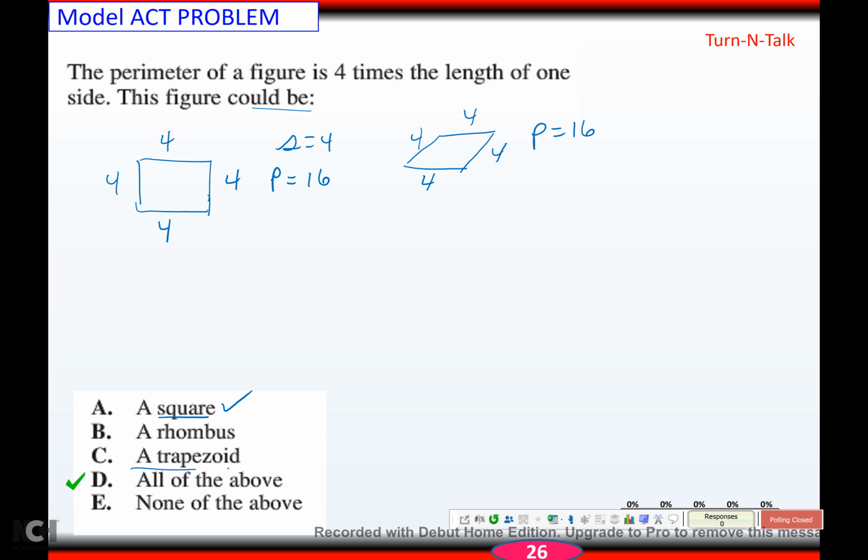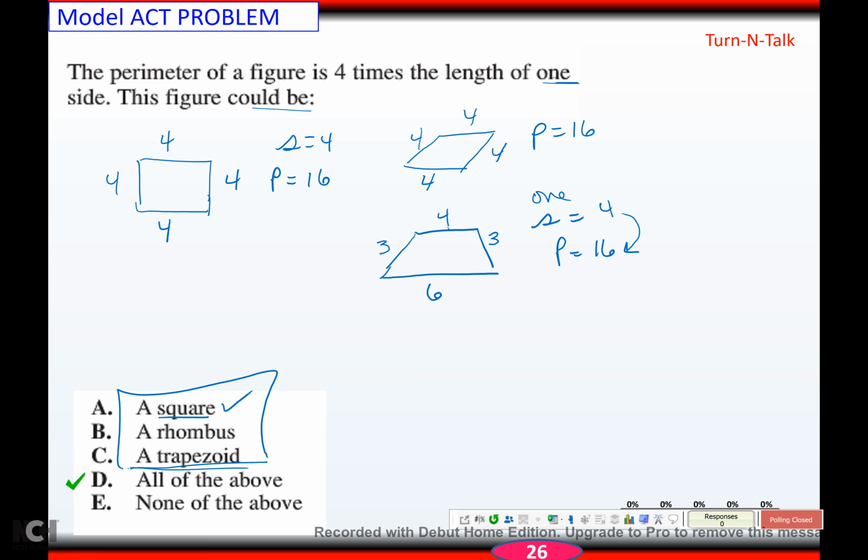And I kind of struggled with how they got all the above until I thought about this trapezoid. Alright, if I made this side 4, there's the length of one side. It didn't say that sides were equal, it just said one side is 4. Well, I was trying to figure out, could I come up with a perimeter of 16 if I made this side 4, which I could. If I made this 3, and this 3, and this 6, that gives me a perimeter of 16. And one side is equal to 4, which the perimeter is 4 times that, so yeah, a trapezoid also works.